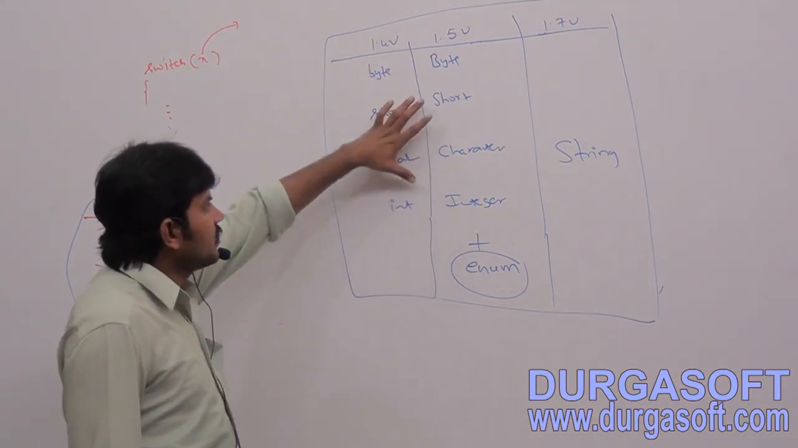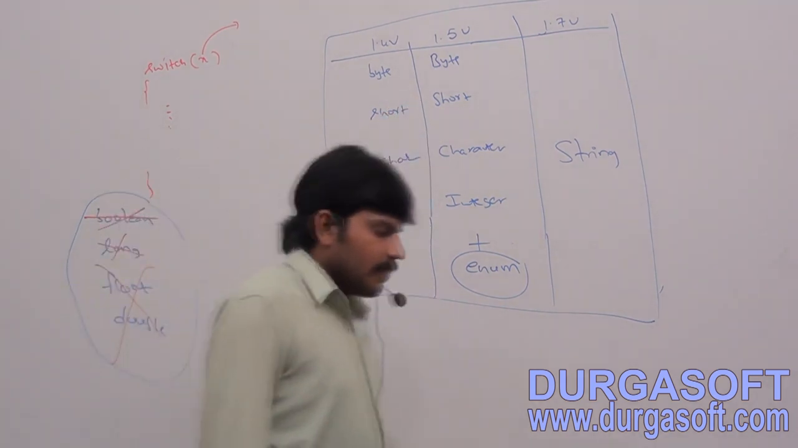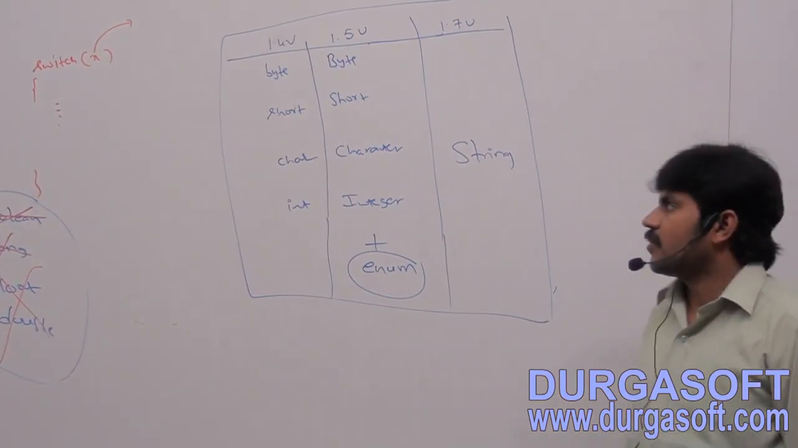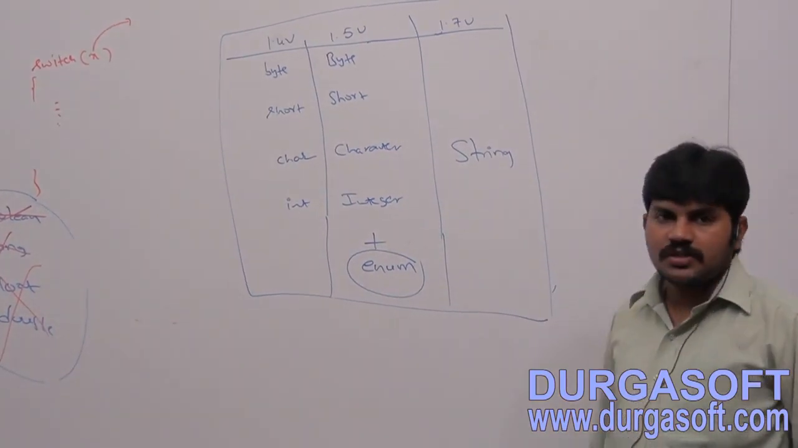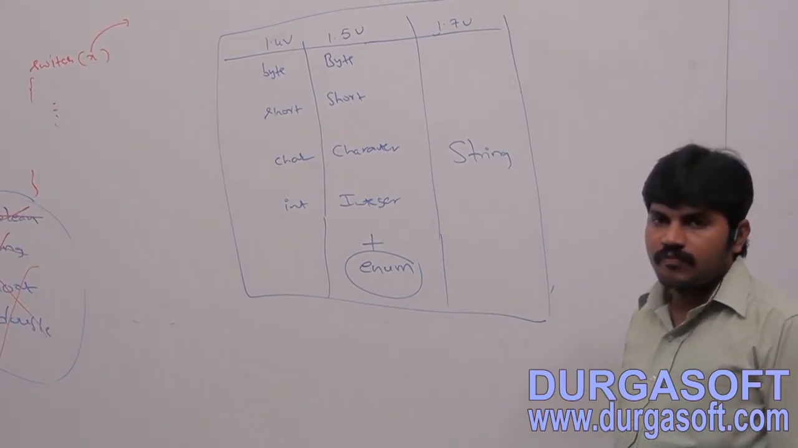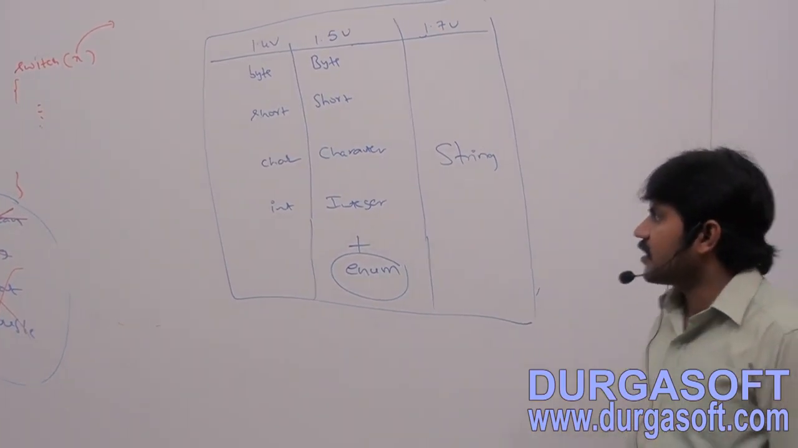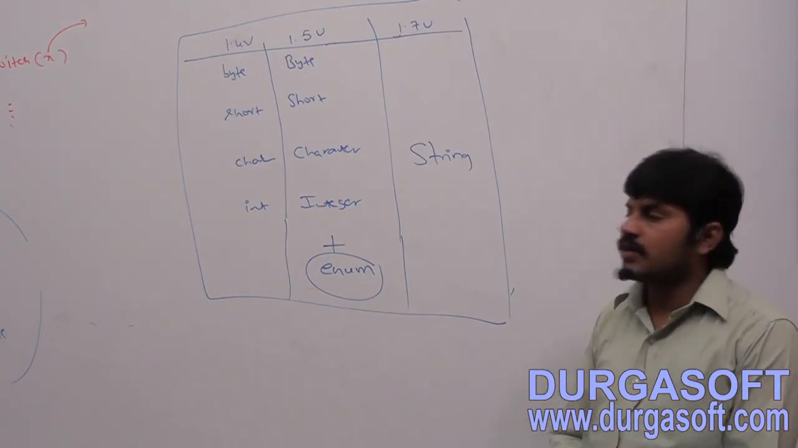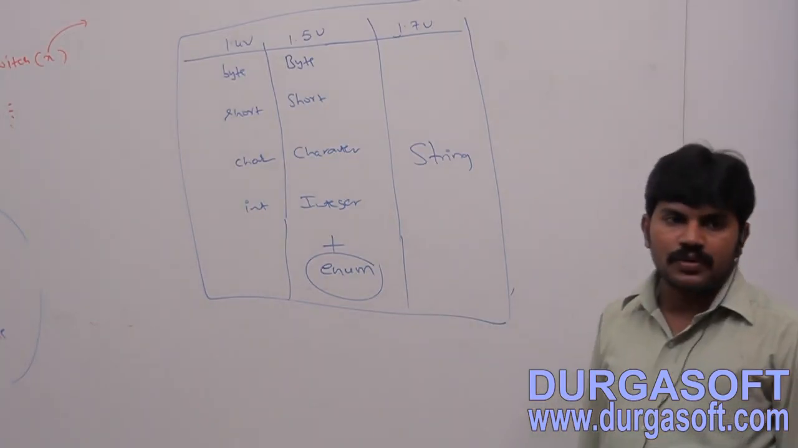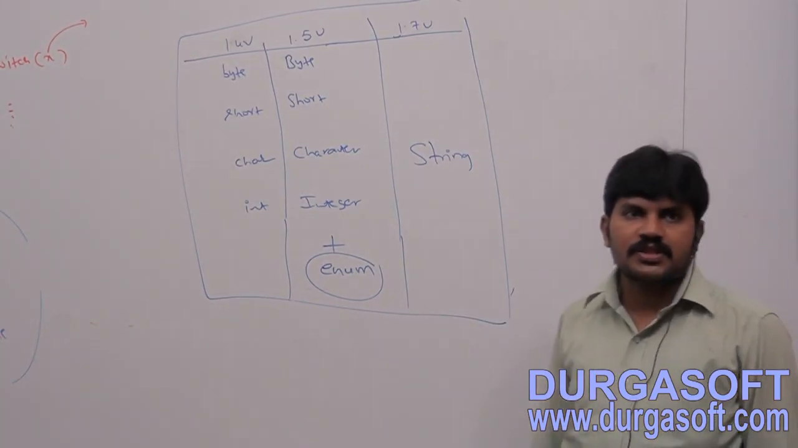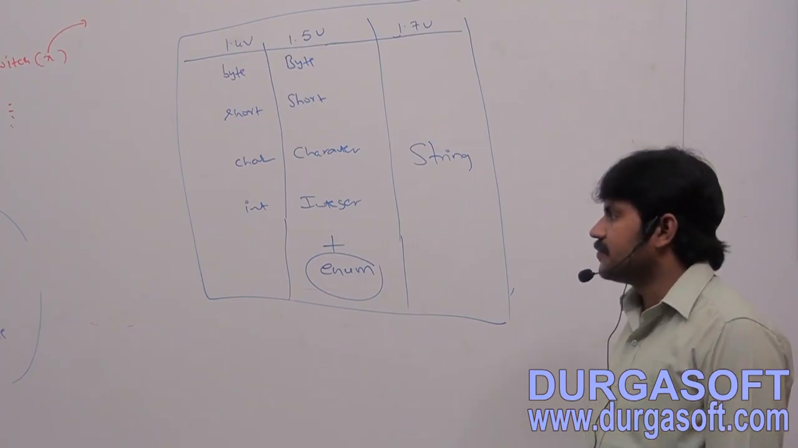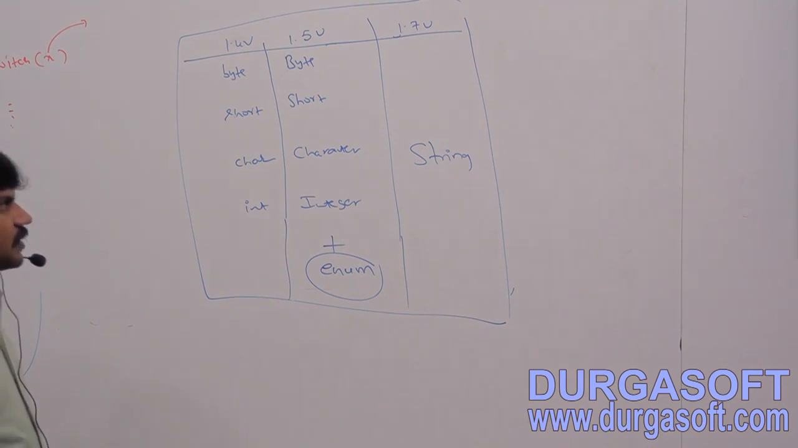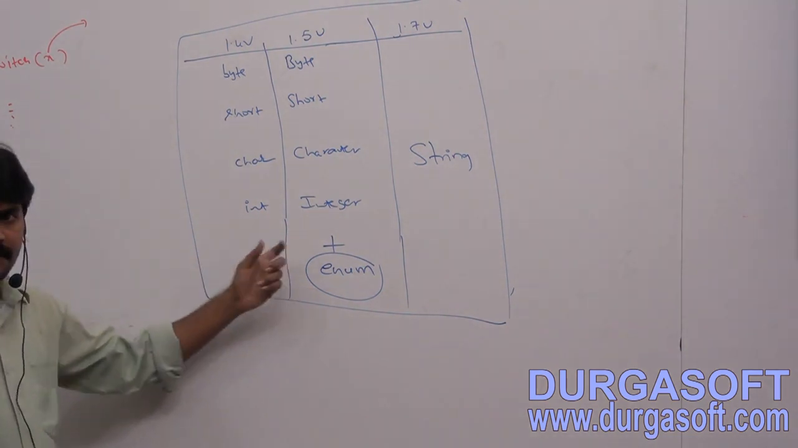Completed, right? Okay, take this diagram. In the 1.4 version: byte, short, char. In the 1.5 version: byte, short, character, integer, enum. Next, from the 1.7 version onwards, string type is allowed. Completed, right?